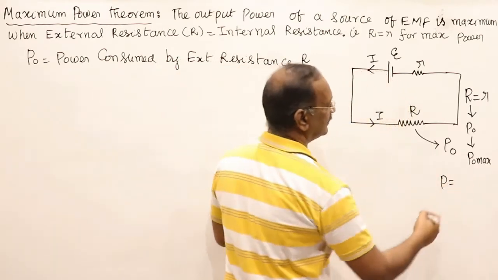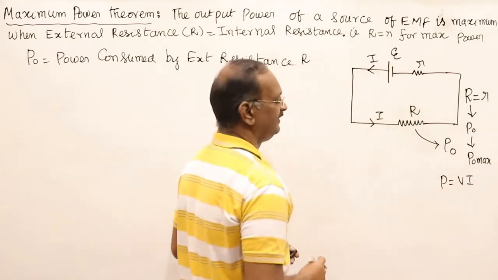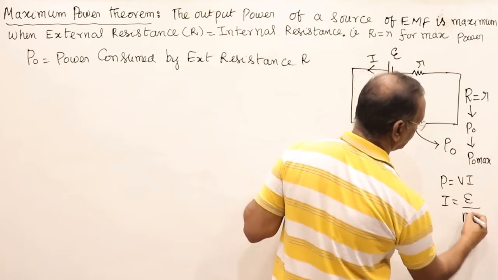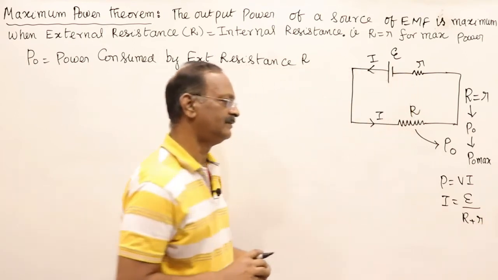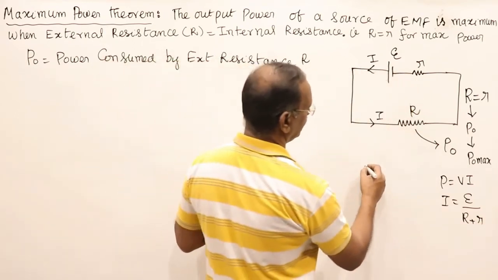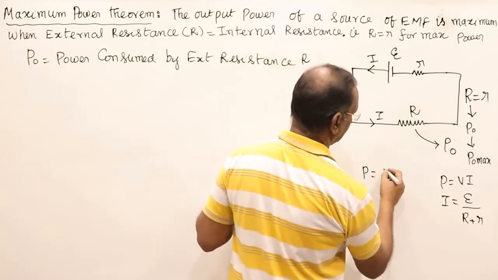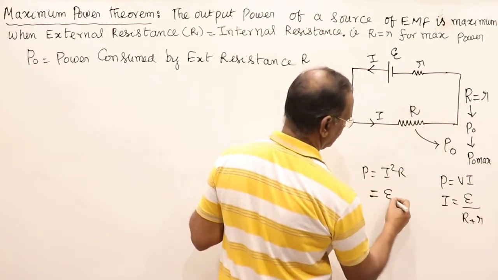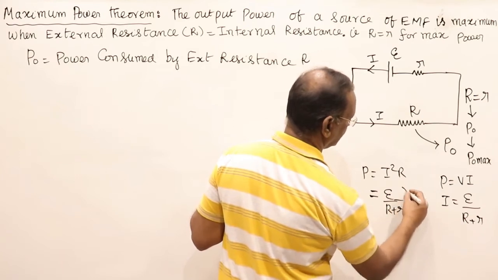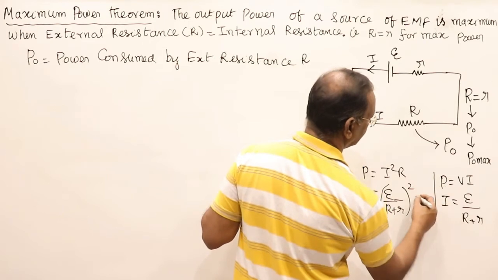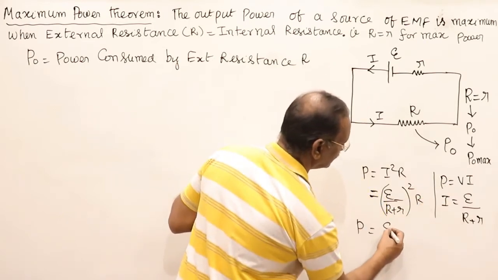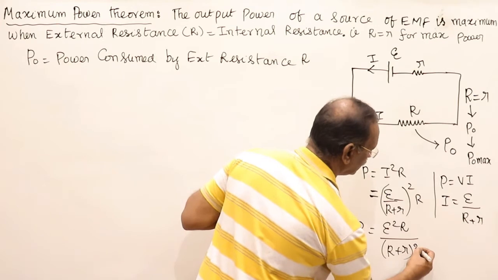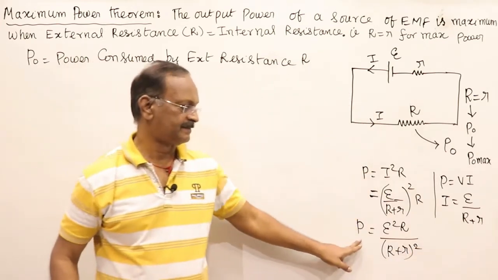Power is equal to voltage into current, V into I, where I in the circuit is equal to total EMF by total resistance. And power, VI can be written as I square R, which is equal to epsilon naught by R plus r, that is I, and its square, into R. So power is equal to epsilon naught square R divided by R plus r whole square. This is the general expression for the power.